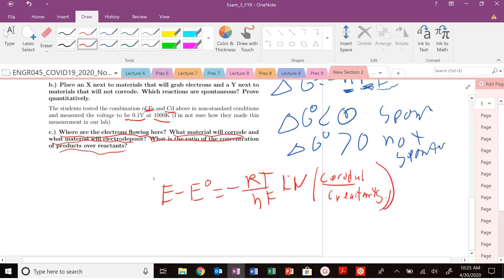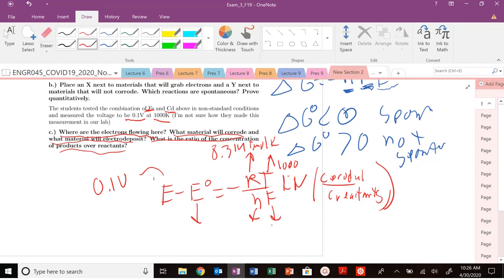So we know temperature, we know R, we know n, we know F. We know E naught from our problem here. We also know this is 0.1 volts. R is 8.314 joules per mole K. T is going to be 1000. F is our Faraday's constant, which I believe is 96485. Let me double check that really quickly. Yep, 96485 coulombs per mole, and n is basically our number of electrons.